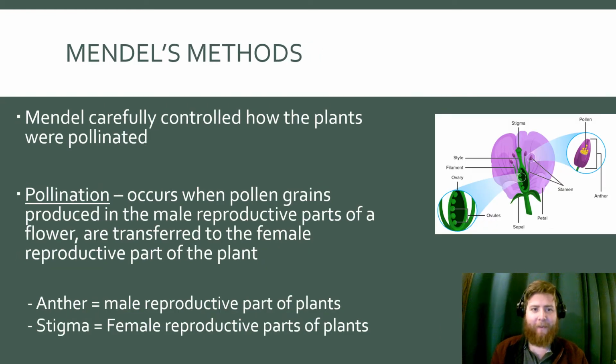So let's talk about Mendel's method. Mendel very carefully controlled how the plants were pollinated. Pollination is when the pollen grains inside of this little anther, the male reproductive part of the plant, are transferred to the female part, the stigma. And there are ovaries inside of here, same thing as we think of ovaries inside of humans. The anther is the male. It's these little purple parts on this flower, and then the stigma is the big green part and is the female reproductive part.